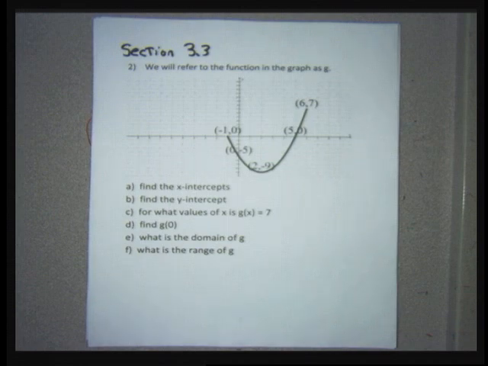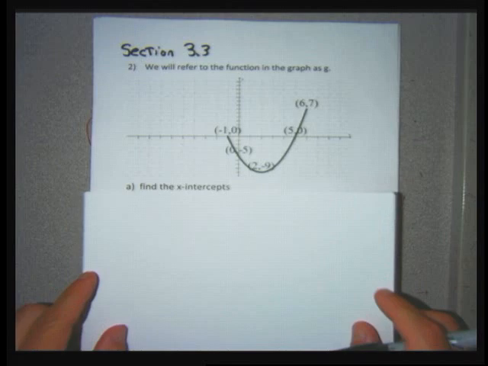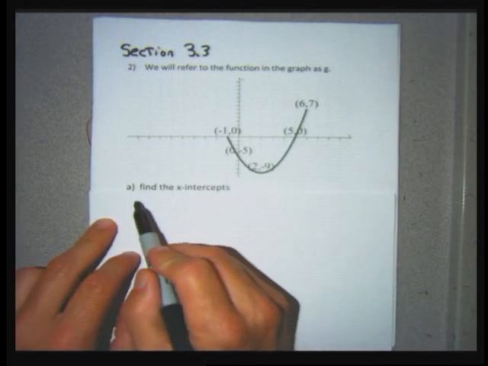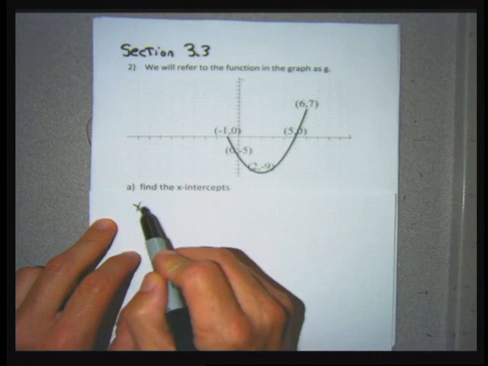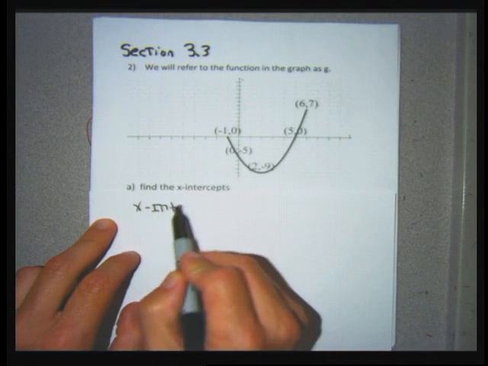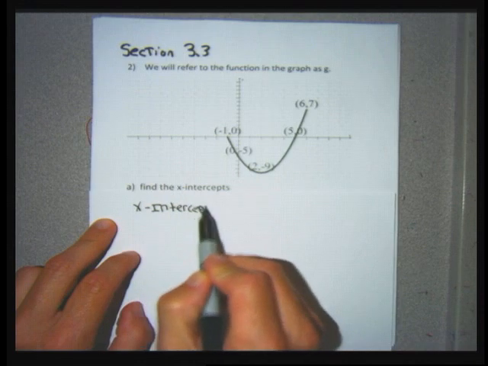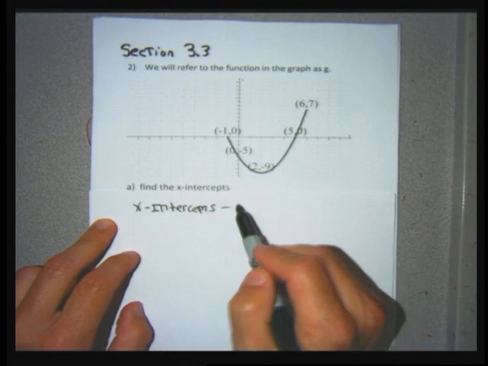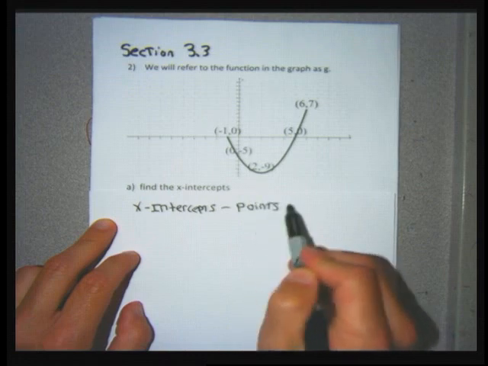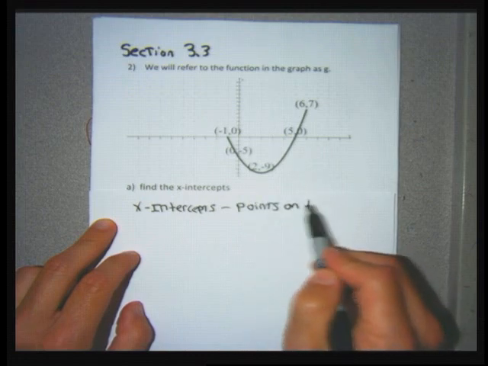So the first few questions give me pictures and ask me to find different features in terms of the graph. In section 3.3, number 2, the first thing it's asked me to find are x-intercepts. And there's no algebra to do because there's not a function or an equation. There's just a picture. The x-intercepts are the points on this graph where it crosses or touches the x-axis. So they're going to be the points on the x-axis.